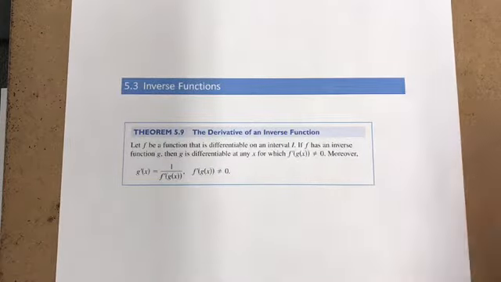Theorem 5.9 tells us the derivative of an inverse function. Let f be a function that is differentiable on an interval I. If f has an inverse function g, then g is differentiable at any x for which f prime of g of x does not equal 0. Moreover, g prime of x equals 1 over f prime of g of x, where f prime of g of x does not equal 0. So remember, g is the inverse function.